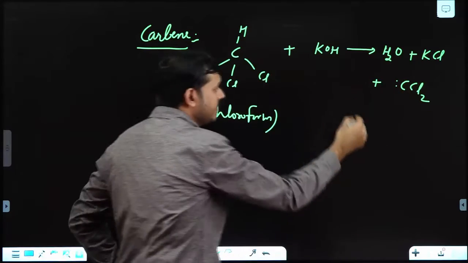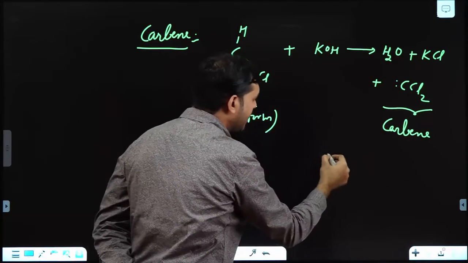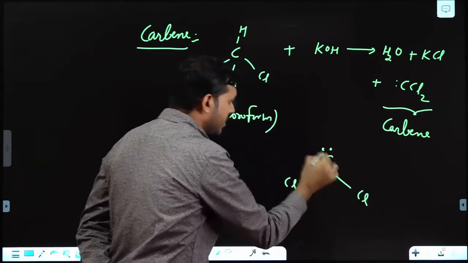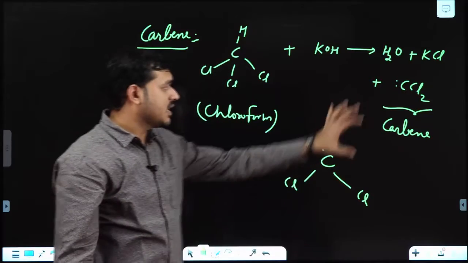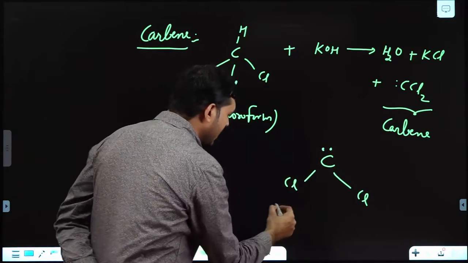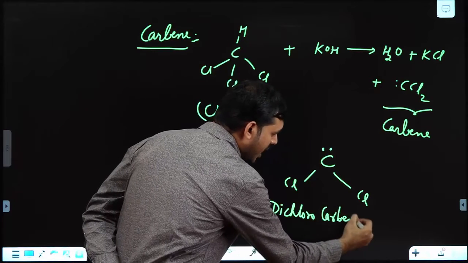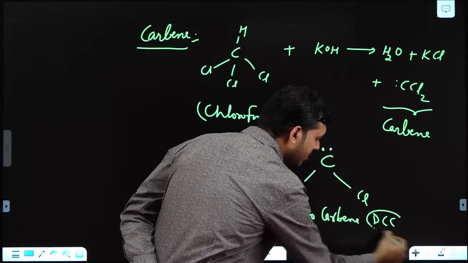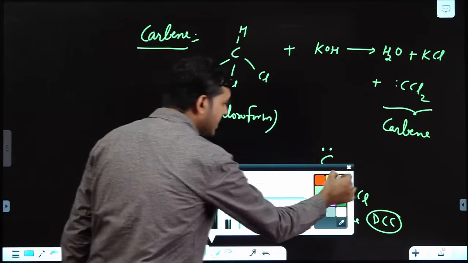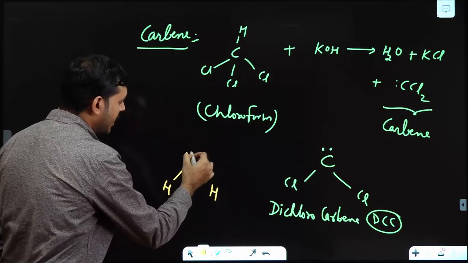Okay, now this is called your carbene. If I check that part, this carbon has two electrons, one chlorine this side, one chlorine this side. The name of this part, as an intermediate, is carbene. Now if I say the name of this compound, this species, it is dichlorocarbene, generally said as DCC. Okay, dichlorocarbene. Similarly, simply if I say carbene, then it can be H, H and 2 electrons.